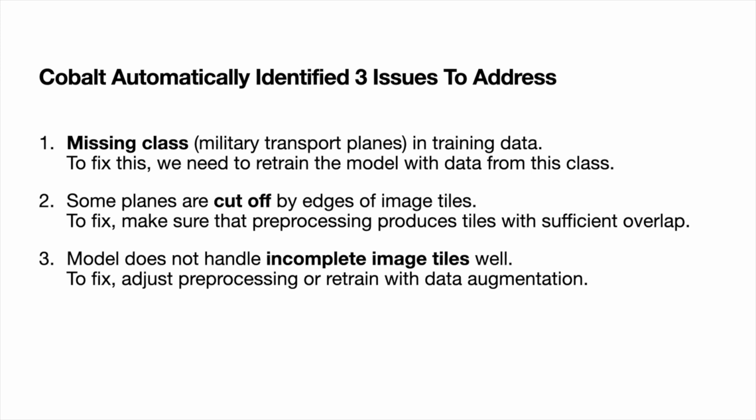Without Cobalt, finding and understanding these problems would be a manual process, which would mean trawling through all of these 8,500 images one by one looking for patterns. With Cobalt, important patterns of failure are immediately highlighted, making it easier to understand and fix them.